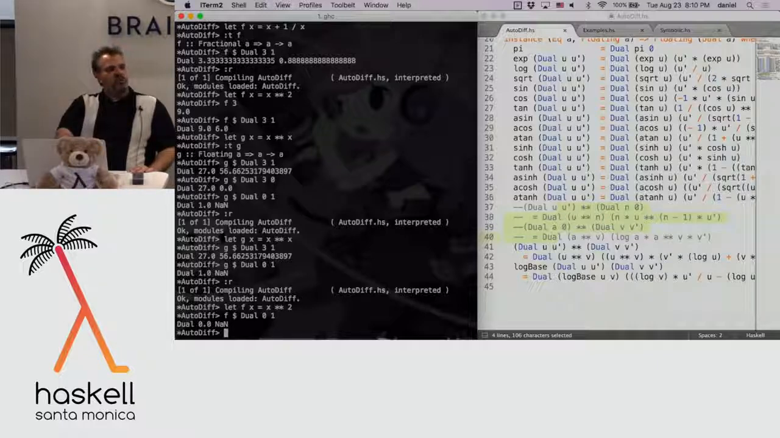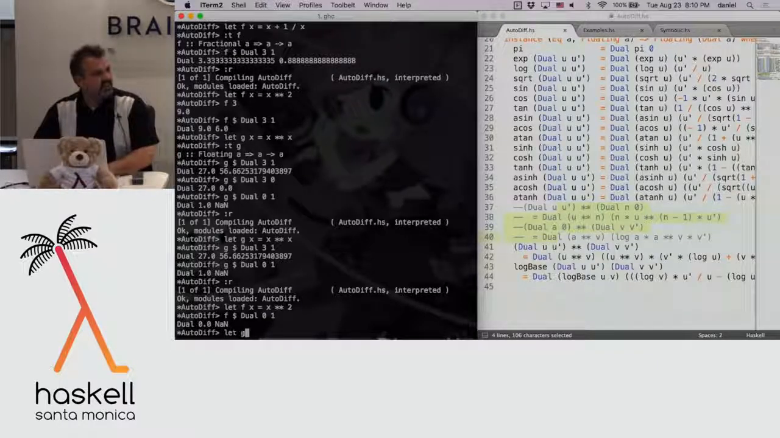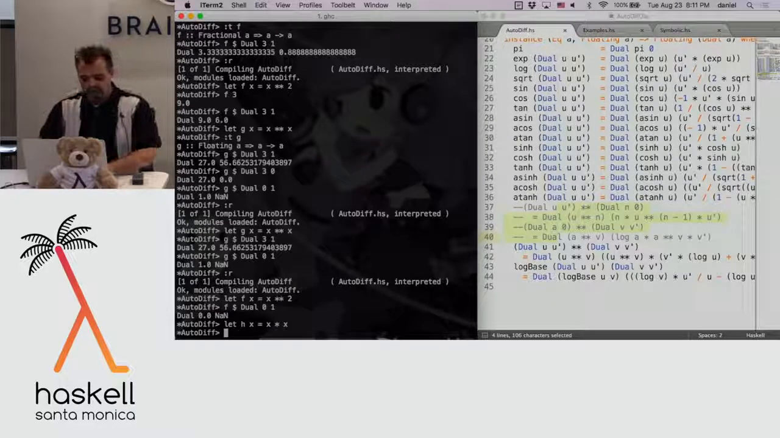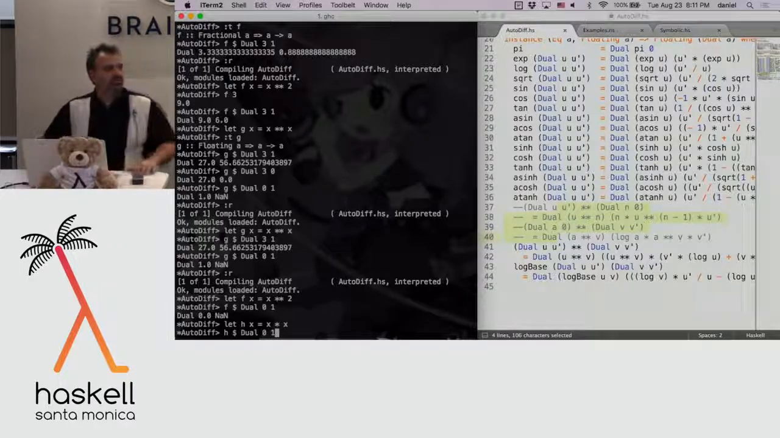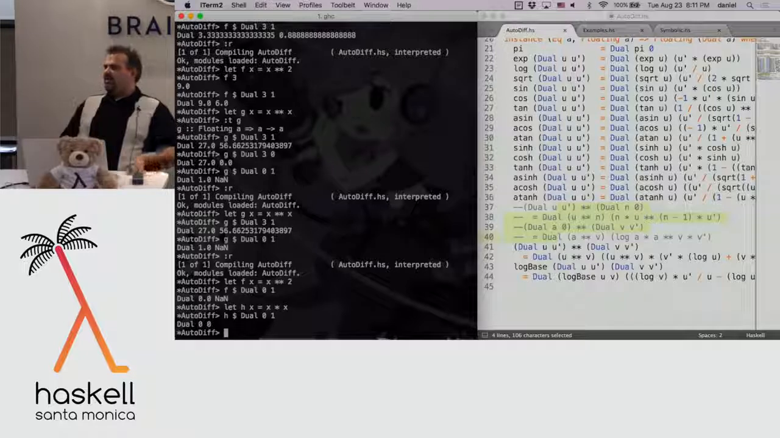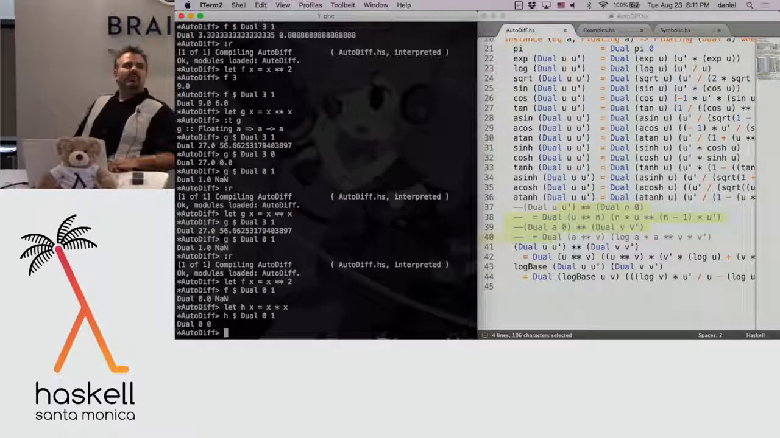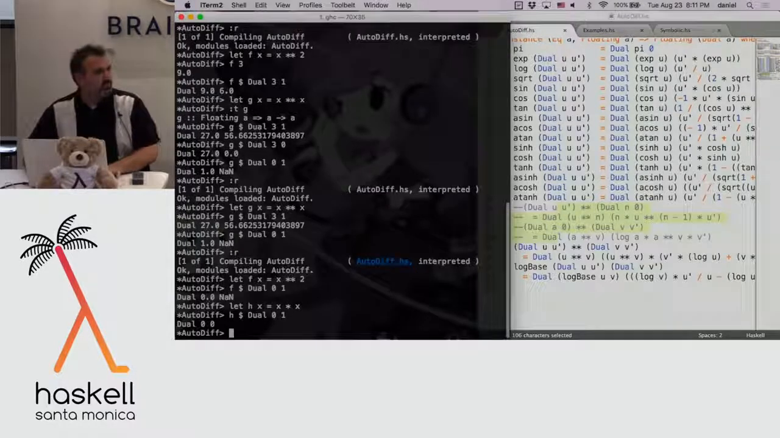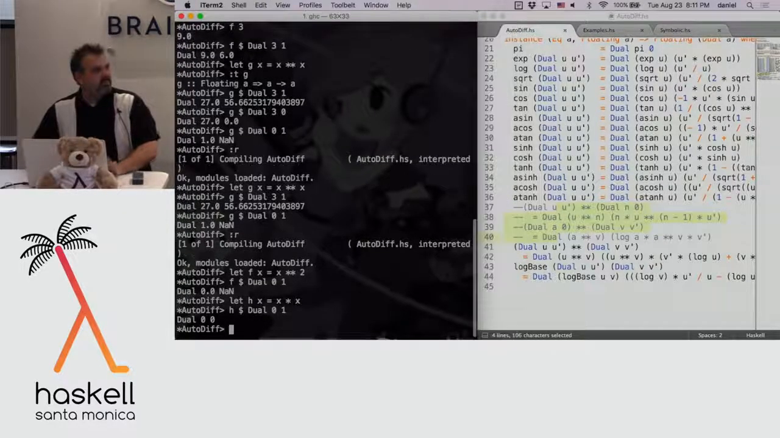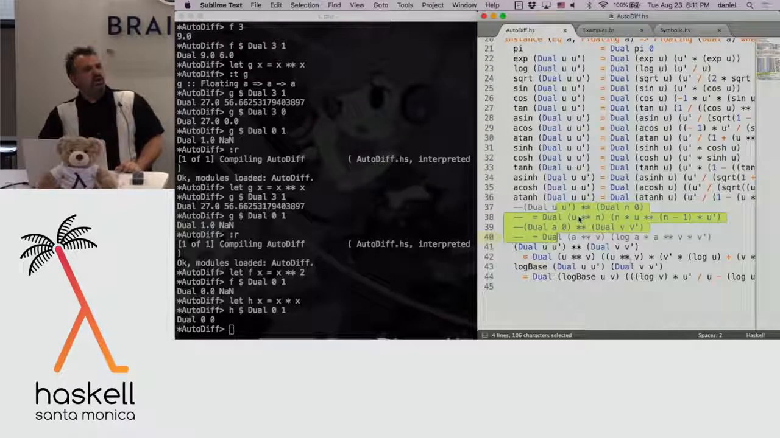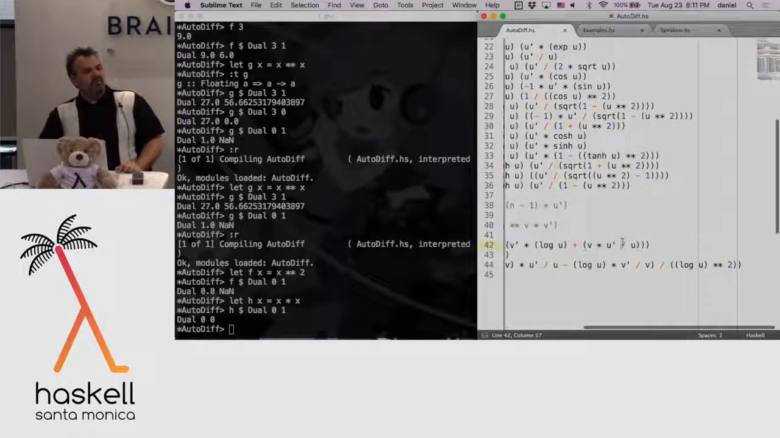Okay, that's unfortunate. Now how about if we say let h of x equal x times x. And let's apply g to dual 0, 1. And we get the answer that we're supposed to get, 0, 0. Let's make this a little bigger. That's bizarre, right? So the problem is right here.